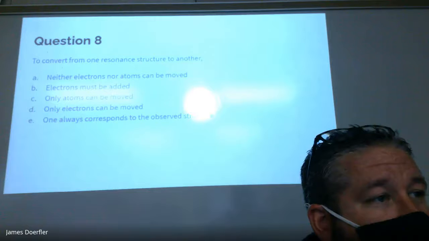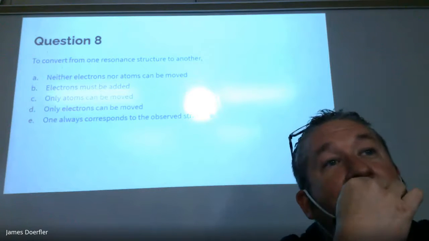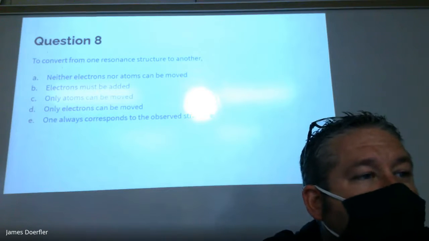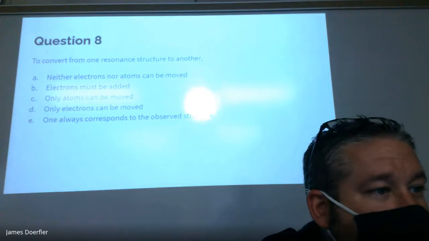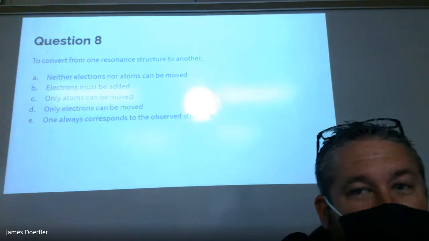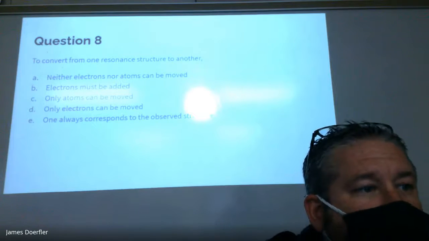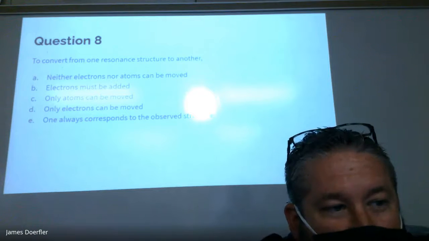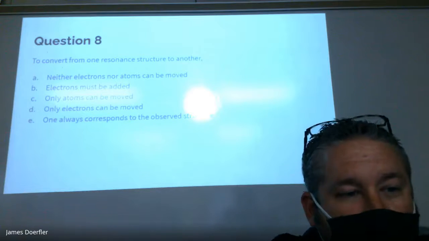Question 8. To convert from one resonance structure to another, and this would be helpful if you'd watch the video, so in order to go from one resonance structure to another, what is the only thing that can happen? So you've got some choices. Neither electrons nor atoms can be moved. Electrons must be added. Only atoms can be moved. Only electrons can be moved. Or one always corresponds to the observed structure.